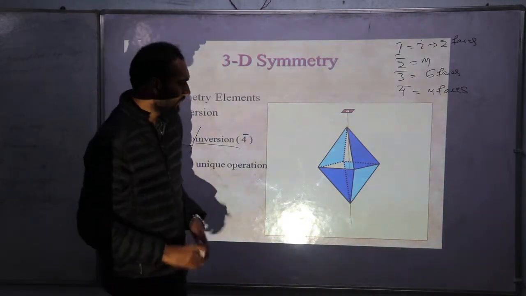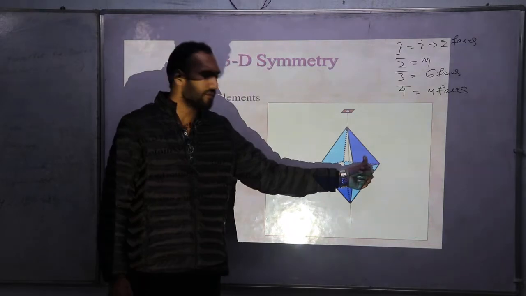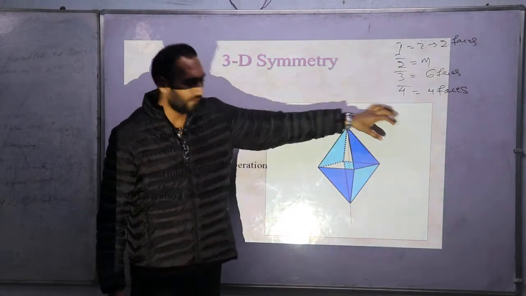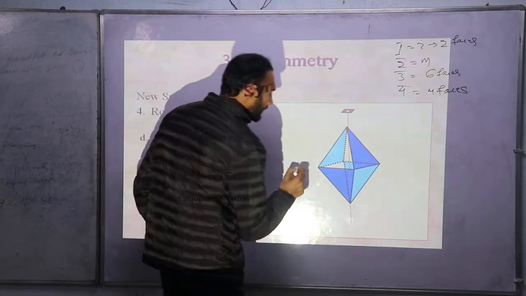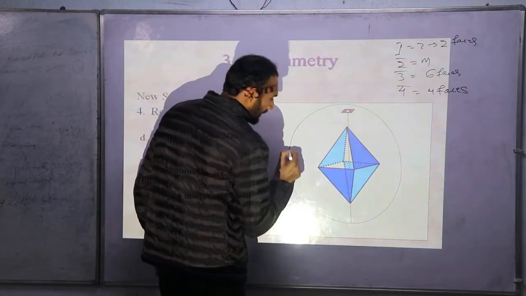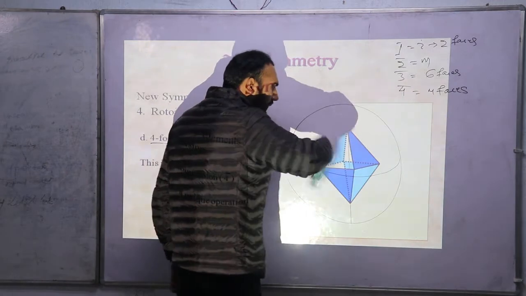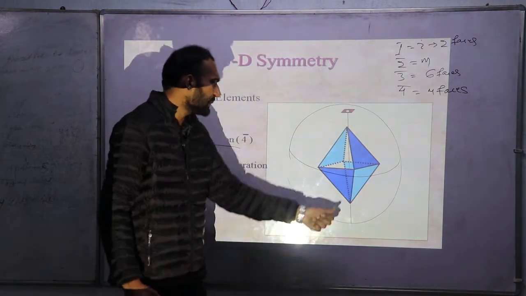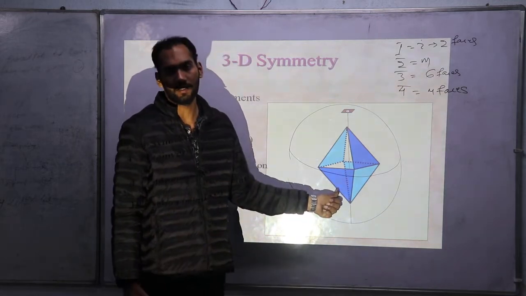Continuing from the previous video. See here, this is the first phase, this is the second phase in the upper hemisphere. If you consider this is a sphere, this is the equatorial plane. So in the upper hemisphere we are finding two phases. In the lower hemisphere you are finding two phases.